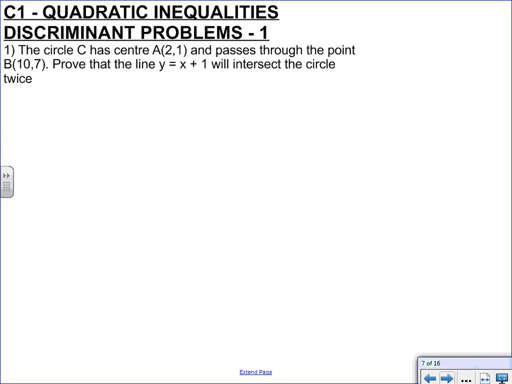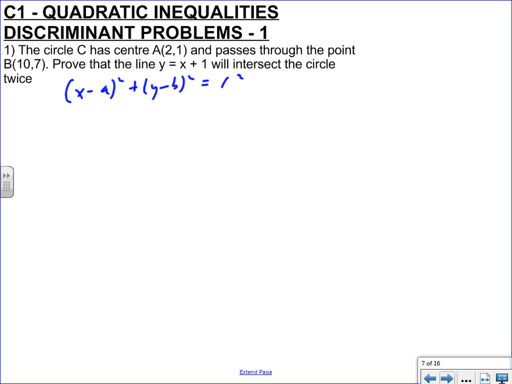Next, let's keep going. So this time the circle C has center (2, 1), and will pass through the point (10, 7). Prove that the line y equals x plus 1 will intersect the circle twice. Now, first we need to know what the circle equation is. So what is the equation of the circle? We know in general, because we can't see anything until we know what the circle equation is.